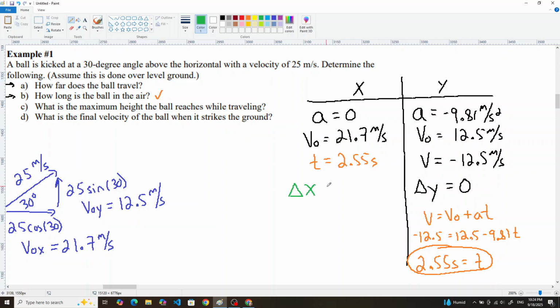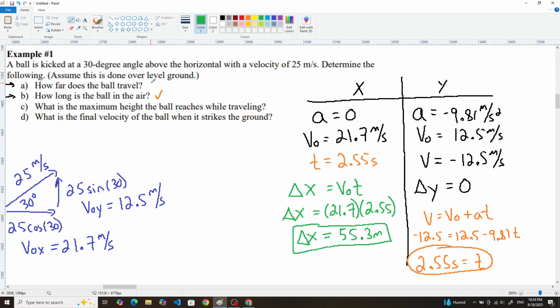Once again, x direction, delta x is v naught t. That's the only thing that's going to be viable because there is no acceleration in the x. 21.7 times 2.55 gives me 55.3. So 55.3 meters. That answers question A.